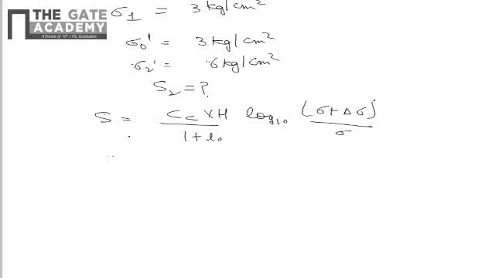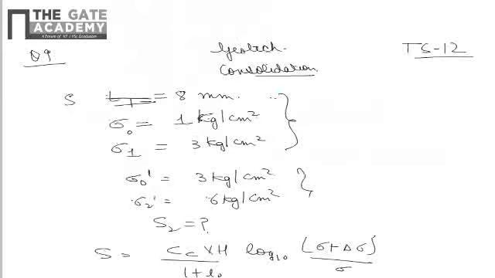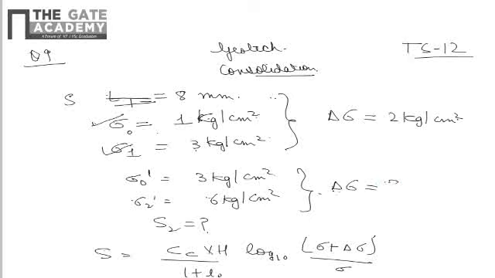Now if we talk about S1 and S2, it is very much clear that settlement is directly proportional to log to the base 10 of (sigma plus delta sigma) upon sigma naught. For both the conditions we know the initial stress and the final stress, hence we can compute the change in stress: for the first soil sample it is 2 kg per centimeter square, and for the second case, delta sigma comes out to be 3 kg per centimeter square.